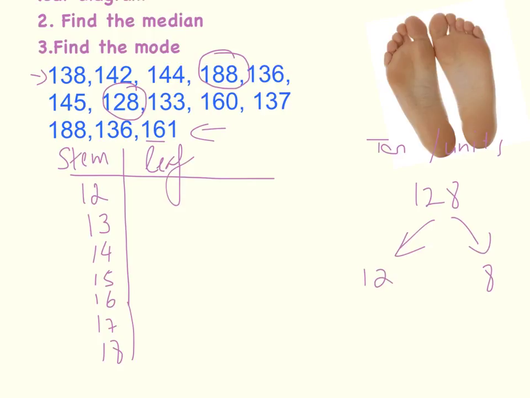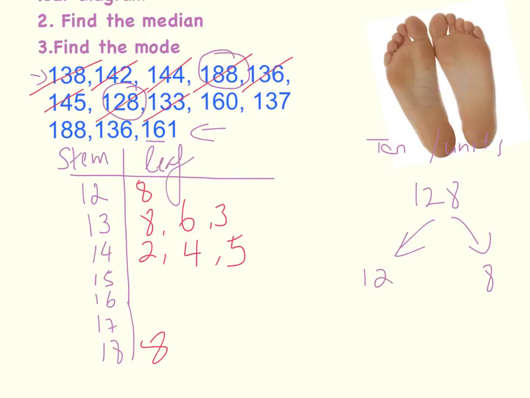Okay, so we're going to start by placing the data into the stem and leaf diagram. The first number I have here is 138, so I'm going to place that in, an 8. Next one is 142, 144, 188, 136, 145, 128, which is the smallest number, 133, 160, ensure that you write the 0 there, 137, 188, 136, and 161.